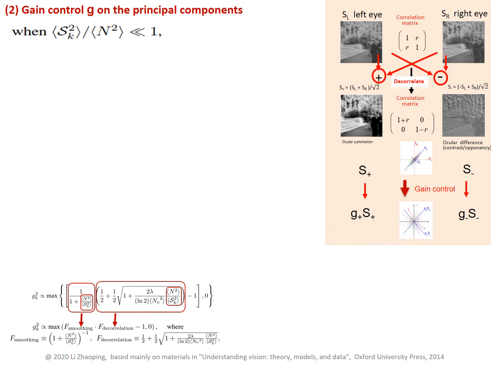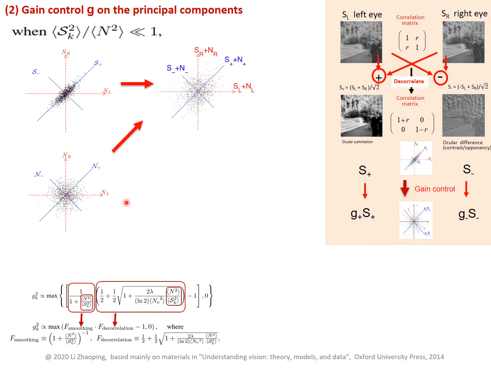In the other extreme, when the signal to noise is very low, the noise dominates. Let's see what happens. The original signal has this ellipsoidal distribution, the variance larger along the summation direction. The noise distribution is spherical because the noise in the two eyes are independent of each other and have the same variance. Adding the signal and noise together, we come to a near spherical distribution when the noise dominates, with a slightly higher variance along the summation direction.